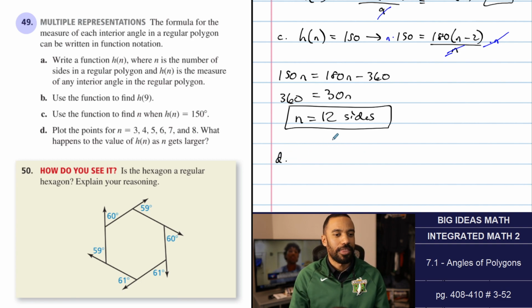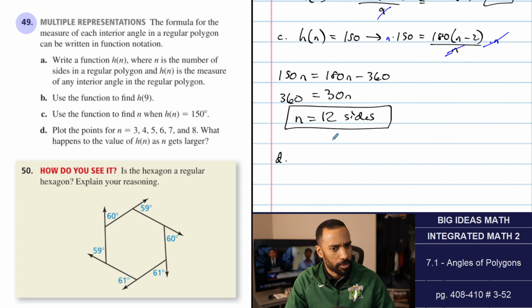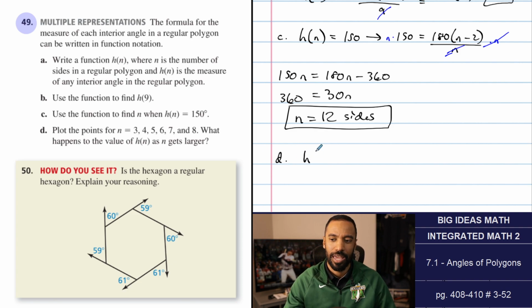D. Plot the points for n equals 3, 4, 5, 6, 7, and 8. What happens to the value of h of n as n gets larger? What do they mean plot? Like on a graph? Well, what we know is as one gets bigger, the other gets bigger, right? Plot the points. Yeah, I guess we need it on some sort of graph. So, okay, well, h of 3 is 180.